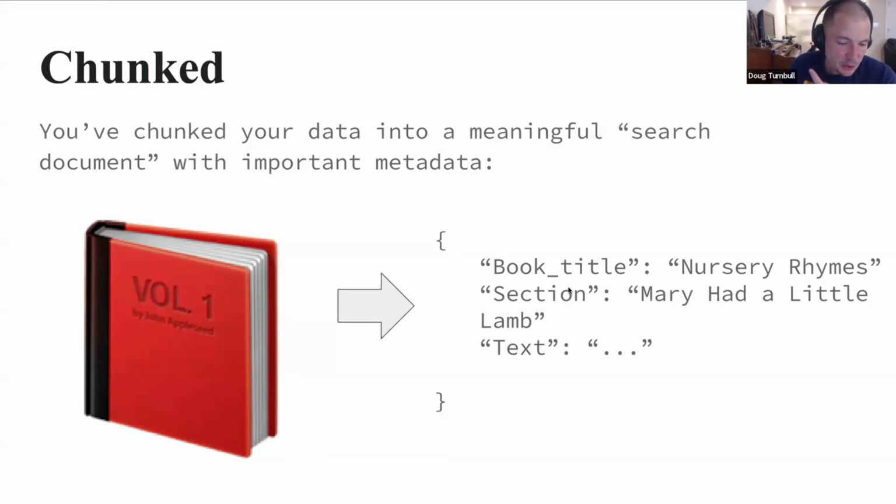And your data may just be naturally represented, like you have a product with a description and an image and a name and that kind of thing. But it's an important data modeling thing to think about with search.